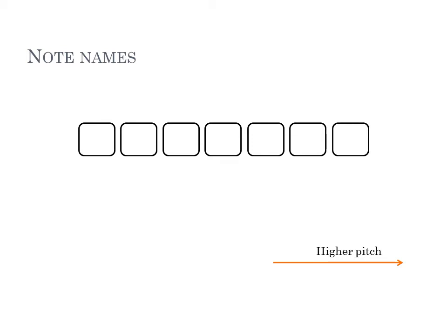Depending on what instrument it is, it's moving in different directions on the instruments. If we move in the other direction, we're moving towards a lower pitch. A lower pitch is often recognized as a bit deeper, darker sounding.